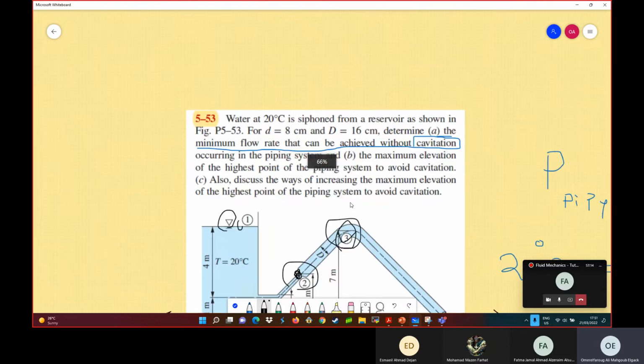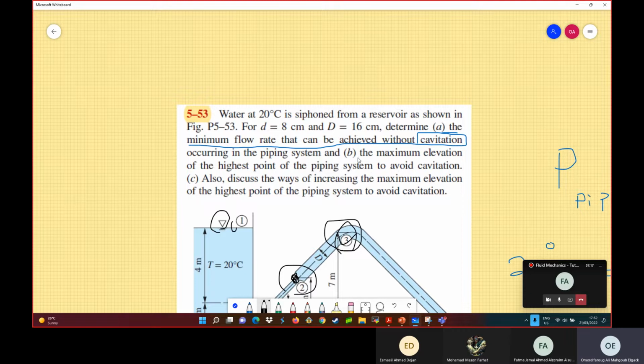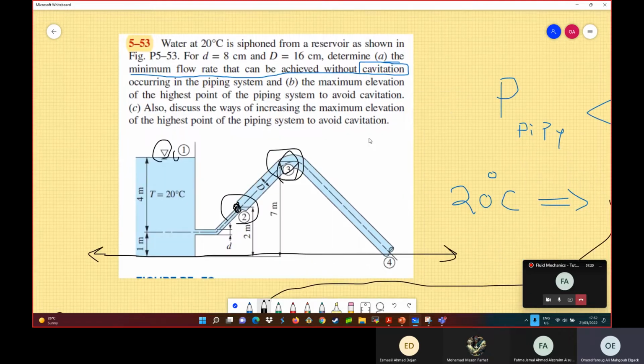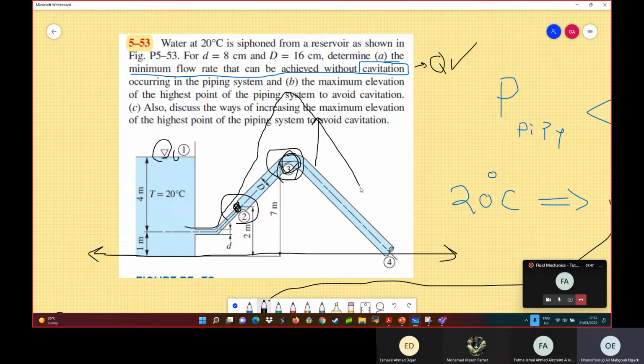So we have also the second part. Now, assume that I have applied this volumetric flow rate that I just found, Q. Assume that now I apply it in the system. Now, what is the maximum elevation of the height of the highest point of the piping system to avoid cavitation? Assume that now I will just elevate this point to a further distance. I'll just keep rising it till this point becomes the critical point.